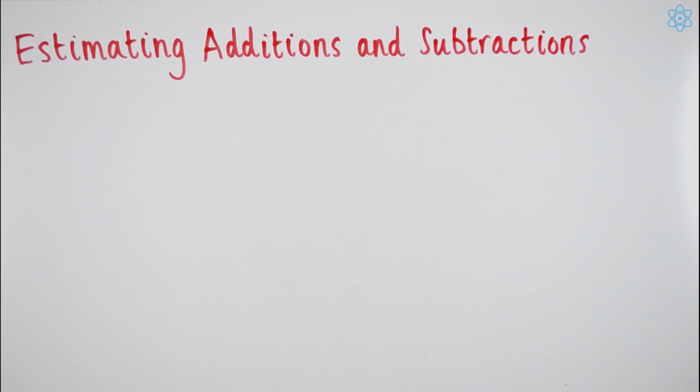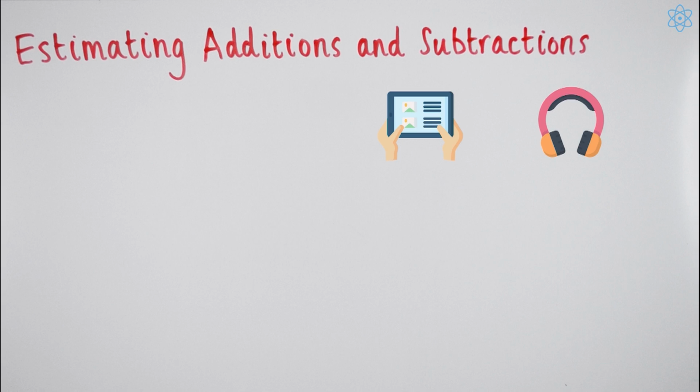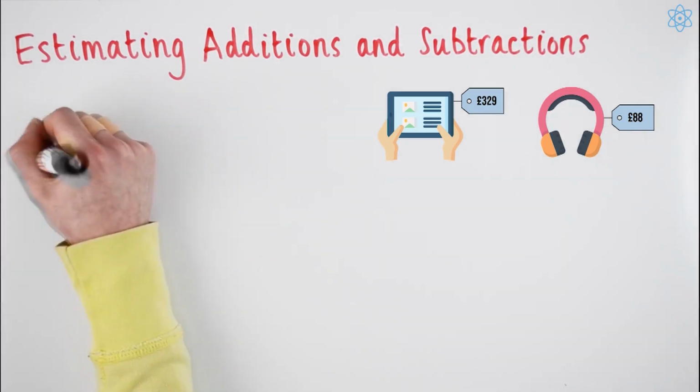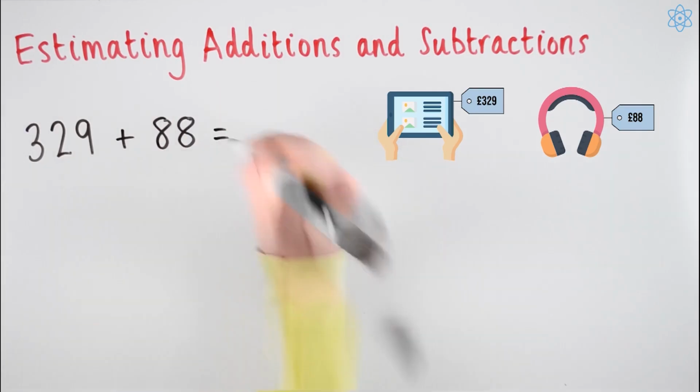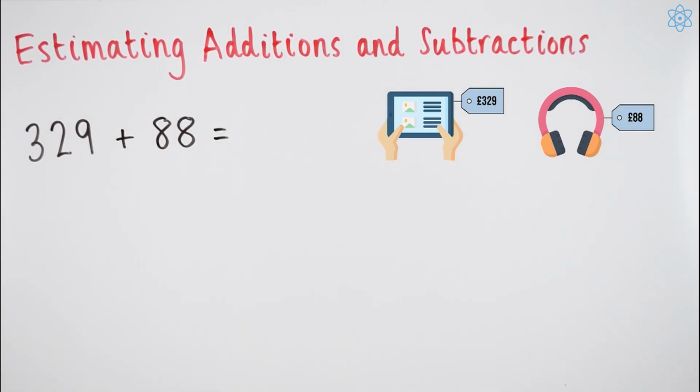Elvis went to an electronics shop. He bought a second-hand tablet and a pair of wireless headphones. The prices of these were £329 and £88. Can you estimate how much money he spent? We need to calculate 329 plus 88. We can work this out using column addition, but we can also make a sensible estimate of the answer.